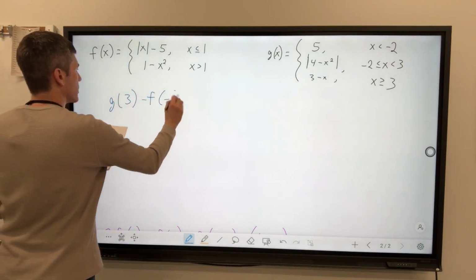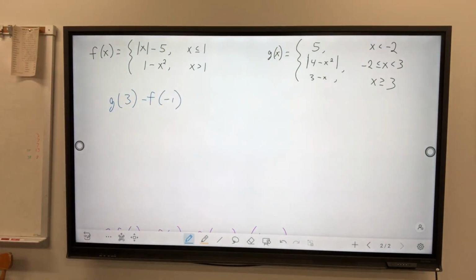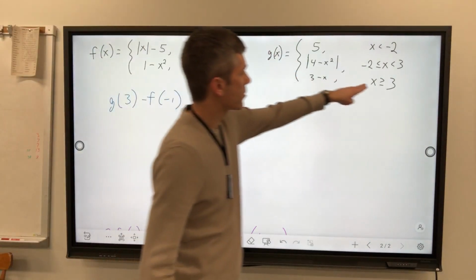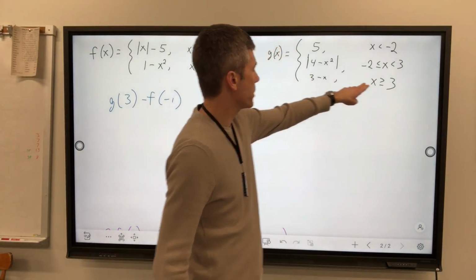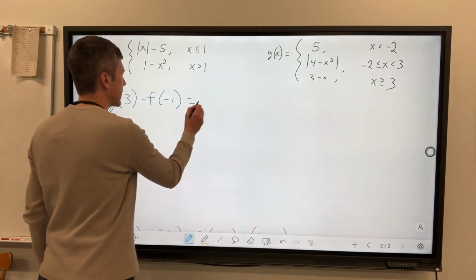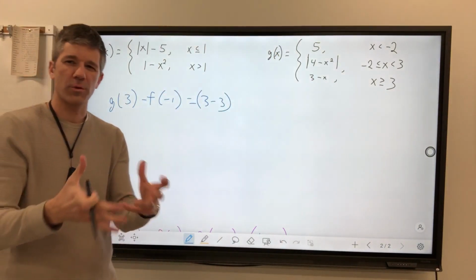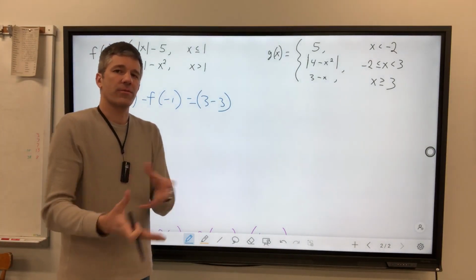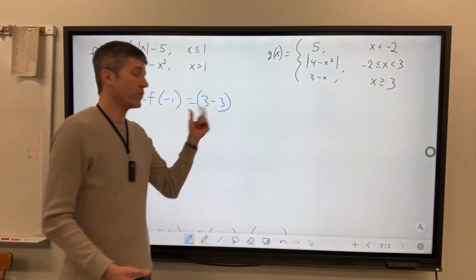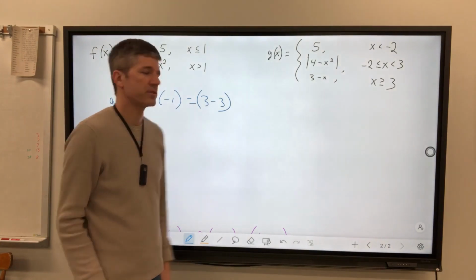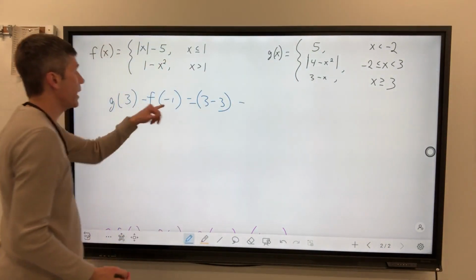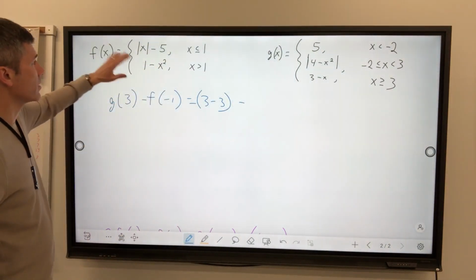Minus f of -1. Let's go quickly on this one because I think we got it. G of 3 is here. So I'm going to plug a 3 in. I'm going to have 3 minus 3. That is 0. I'm going to go ahead and put this just to sort of hold its place. Go ahead and put a 0 if you want. I like to show work for the sake of explanation. But if you want to put 0, fine, put 0. Minus f of -1.